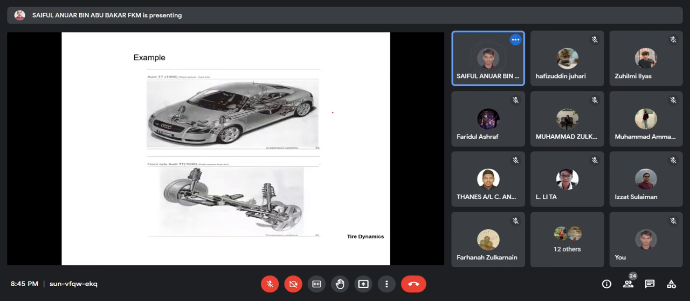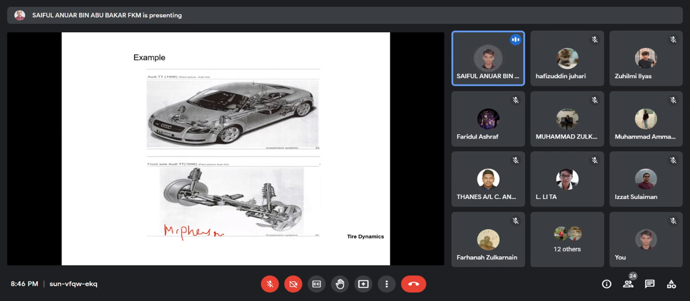Okay, for example the Audi TT. For the Audi TT, the front is McPherson strut. This one is independent. The front is McPherson. For the rear, this one is using semi-trailing.